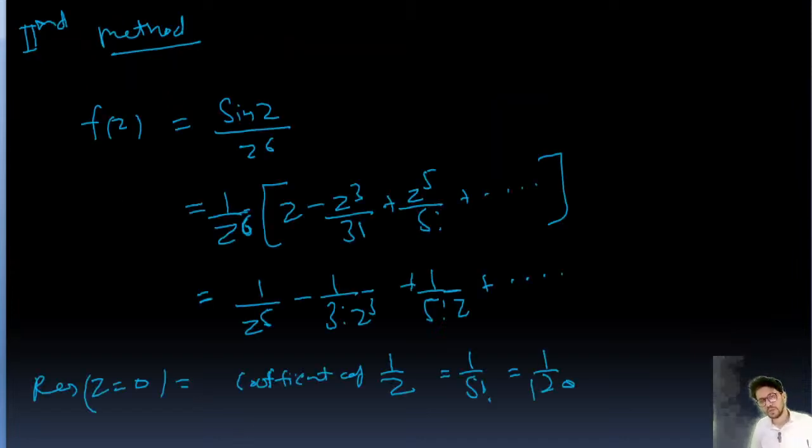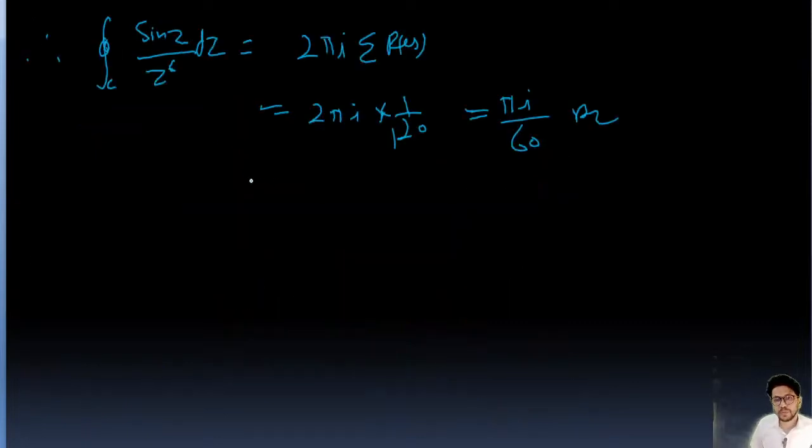In this way also you can find out. So there are two methods I told you to solve this question, and there is a third method also, guys, which I'm also going to show. The order of the pole we know is 6, right? So this is going to be the third method.